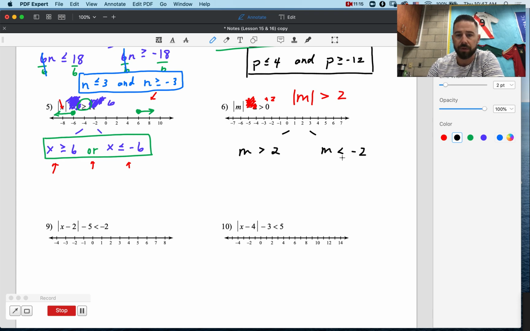Finally, we have a problem with no line underneath. So we know it's going to be open. It's open above 2. It's eating the variable, so it's going to the right. That means greater than. It's open above negative 2.